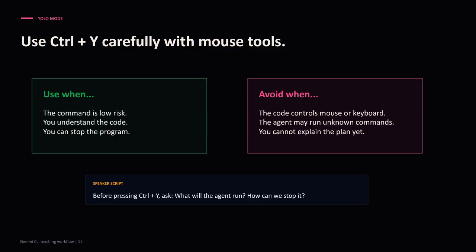Ctrl+Y turns on YOLO mode. This can let the agent run commands with less checking. For a mouse helper, we must be careful. Use it only when we understand the code and know how to stop the program.